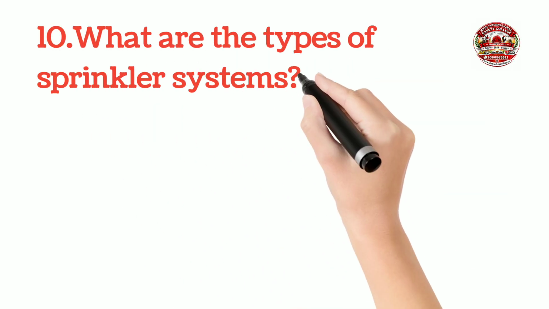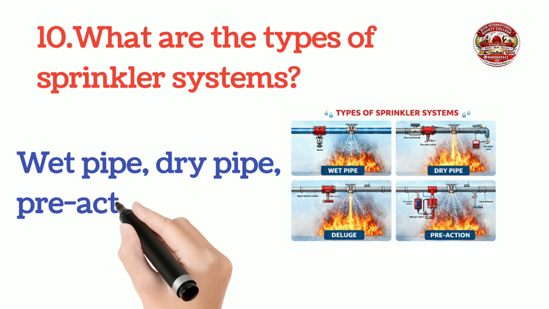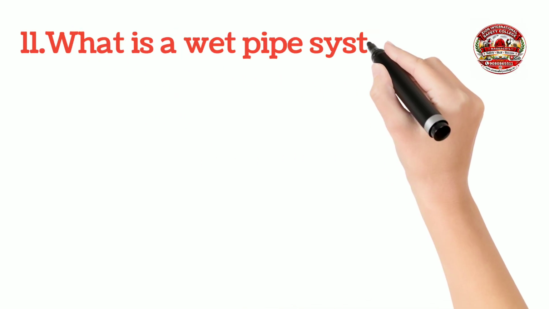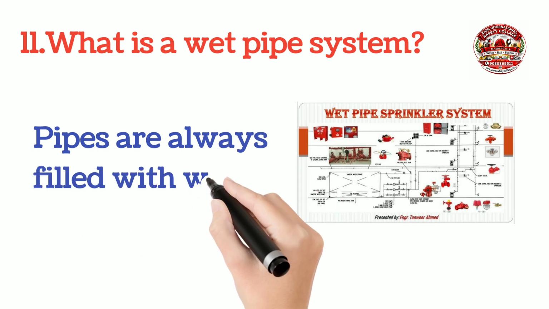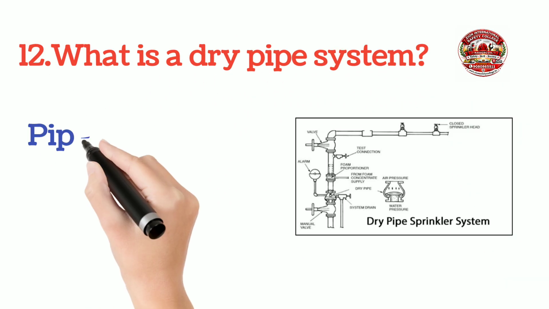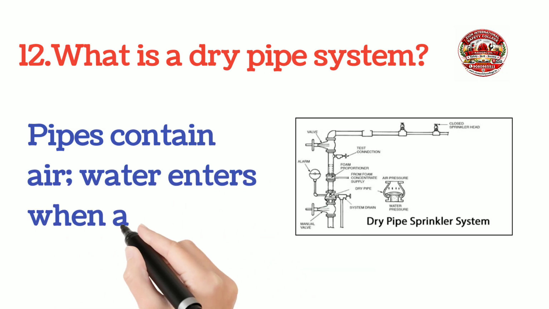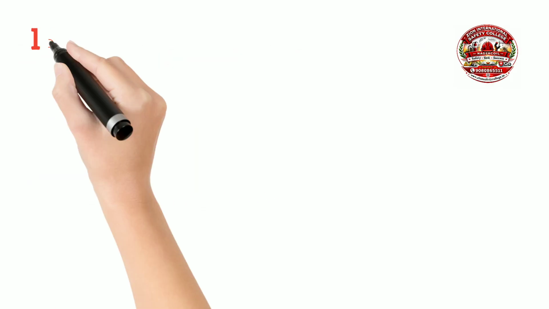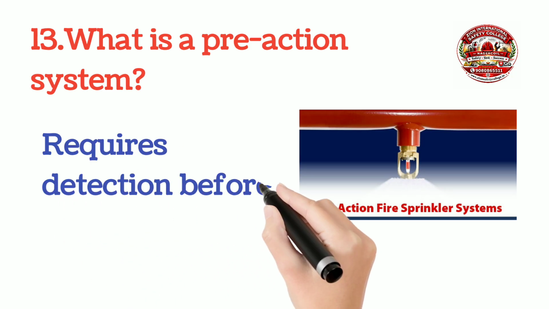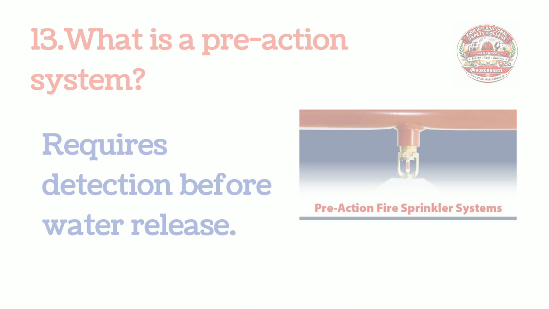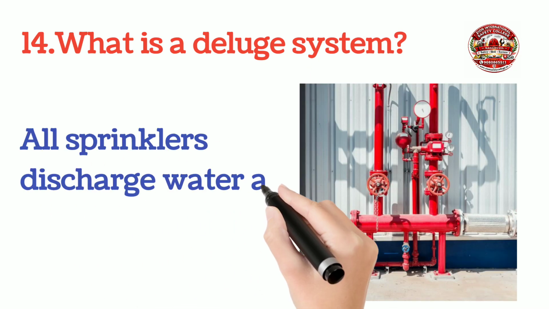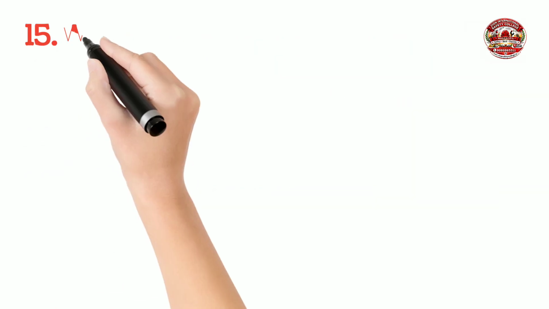What are the types of sprinkler systems? Wet pipe, dry pipe, pre-action, deluge. What is a wet pipe system? Pipes are always filled with water. What is a dry pipe system? Pipes contain air, water enters when activated. What is a pre-action system? Requires detection before water release. What is a deluge system? All sprinklers discharge water at once.